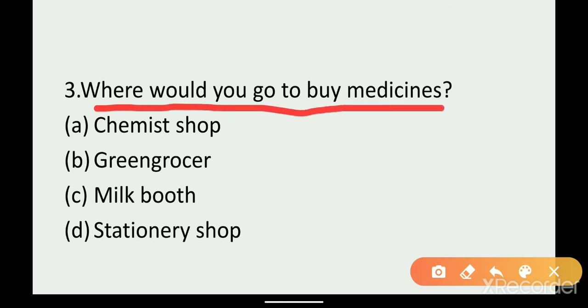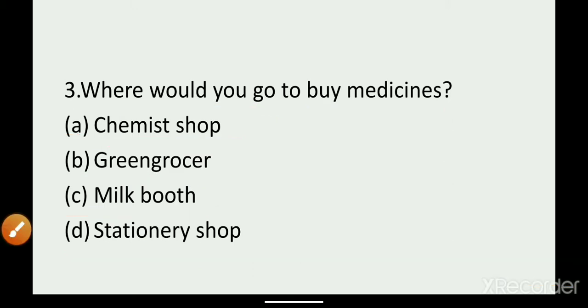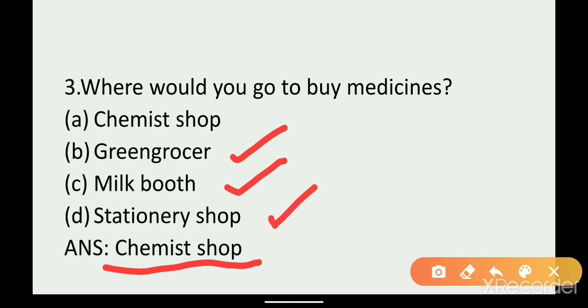Next, where would you go to buy medicines? A, chemist shop. B, greengrocer. C, milk booth. And D, stationery shop. Your answer is chemist shop, because at greengrocer what you buy? Fruits and vegetables. Milk booth, milk, bread, eggs. Stationery shop, pen, pencil, eraser. So what is left? Chemist shop. So where you'll buy medicines? Chemist shop.